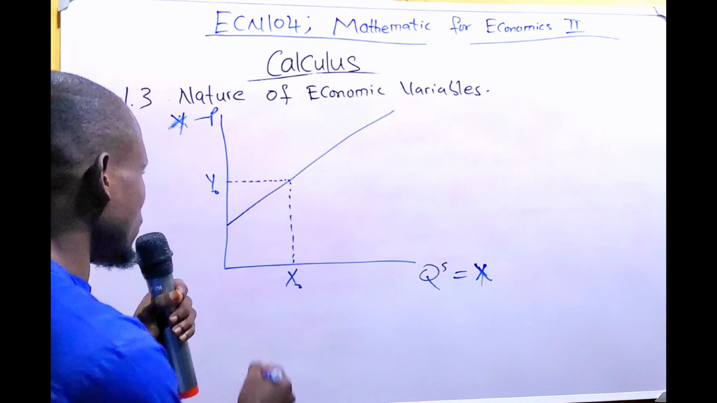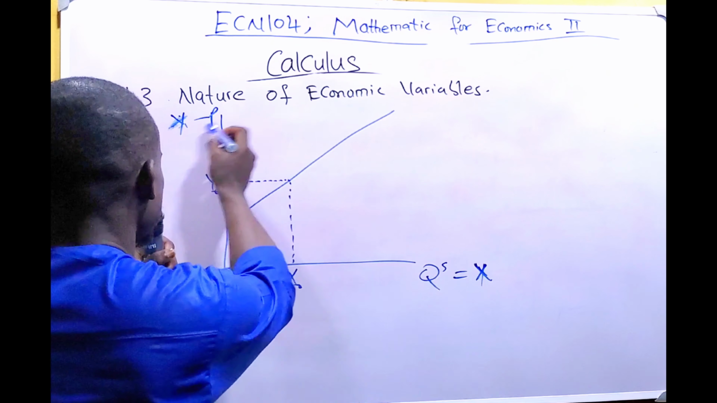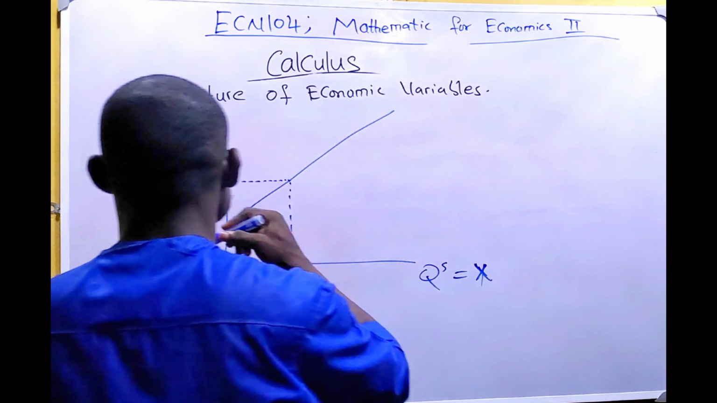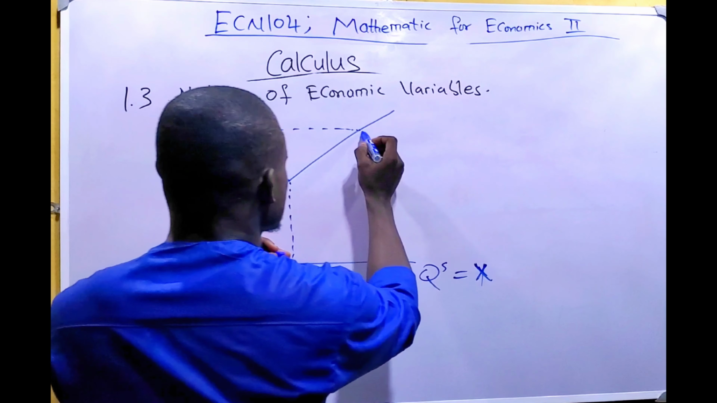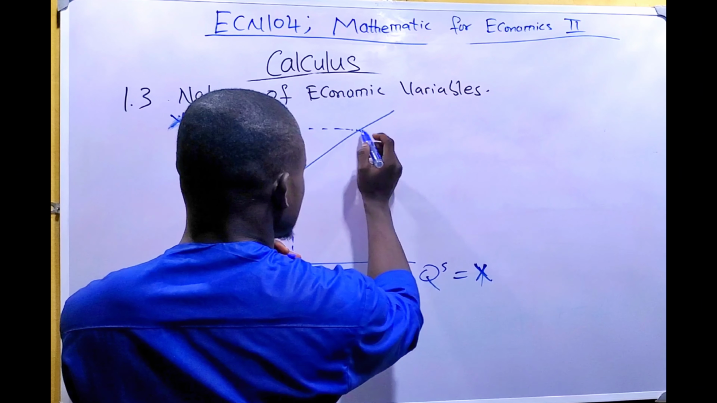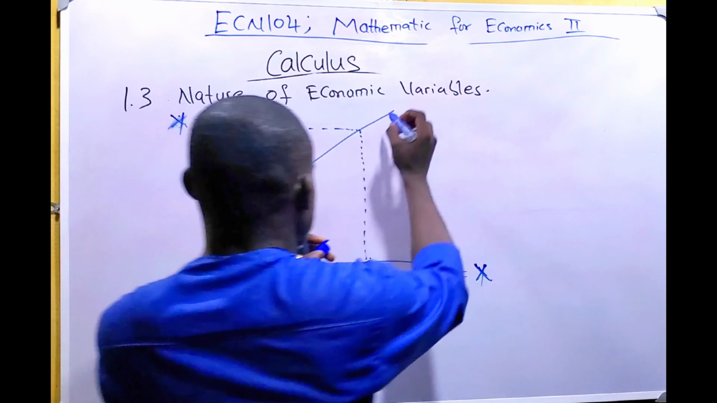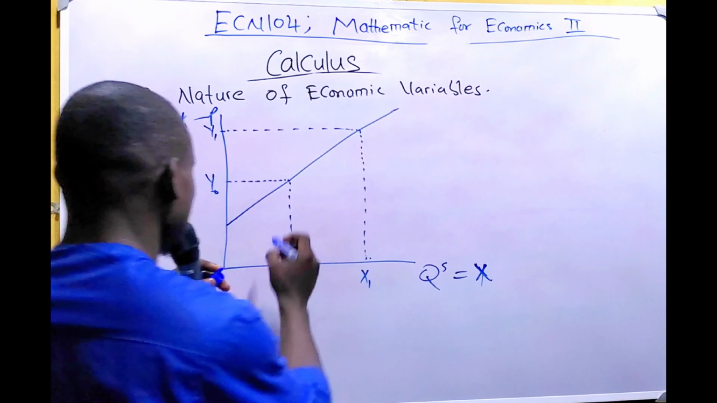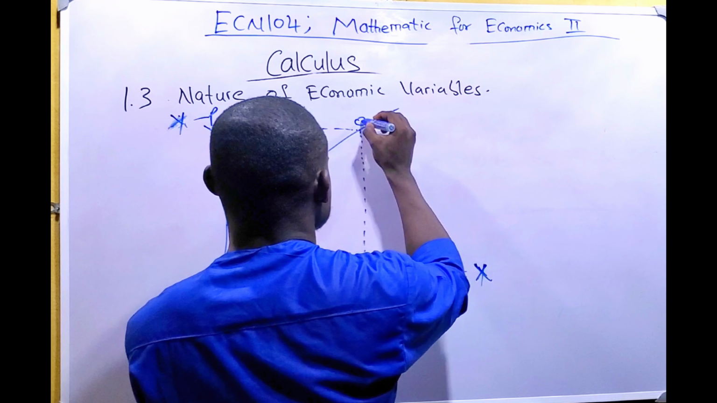So here we have x0, we have y0. Now, as the price of this commodity increases to y1, this brings the quantity supplied to s1. Let's say this point is point P, and let's say this point is point Q.